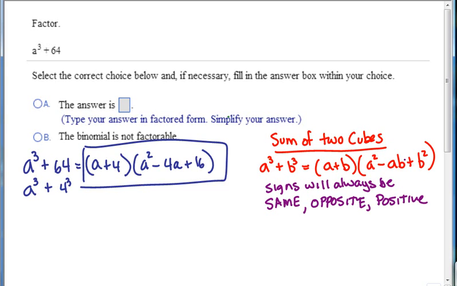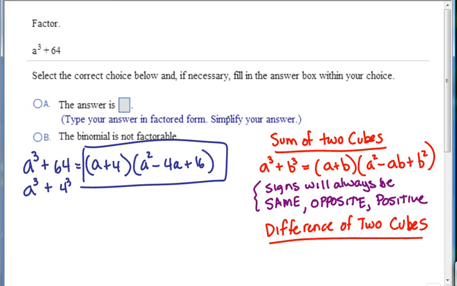This helps me, whether it's the formula for sum of two cubes or the difference of two cubes. So let's go ahead and write down the difference of two cubes formula. The difference of two cubes is going to look like this, and it's going to be the same sort of thing, but now it's going to be the same as that, the opposite of that, and positive. Okay, it's not the best memorization in the world, but at least it helps with two formulas in one.